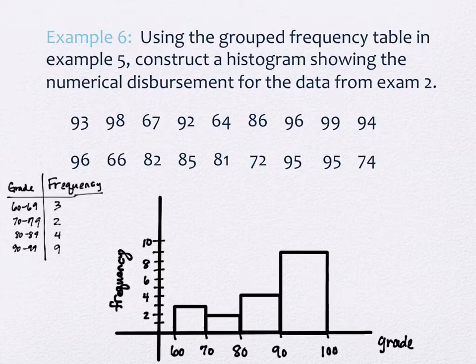As with everything you already saw, what am I missing on this one right now? I'm missing a title. I need titles on all my graphs. What could be a title for this graph? What is this information about? Yeah, grades from exam 2. Or something like that, right? So some kind of a title to indicate what it is we're looking at.